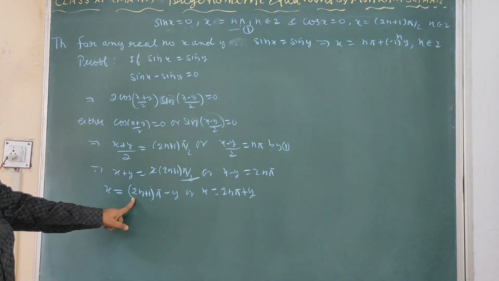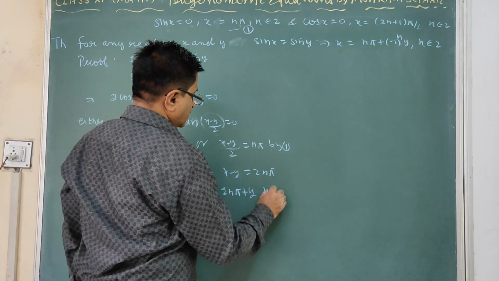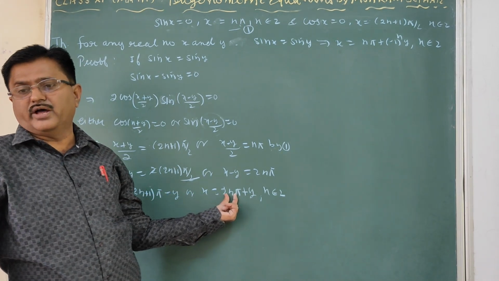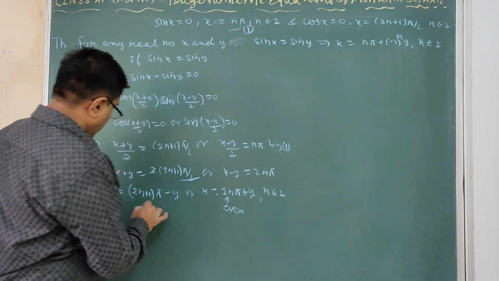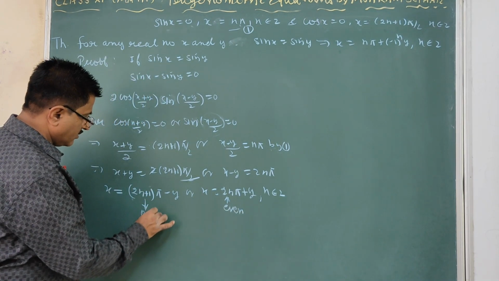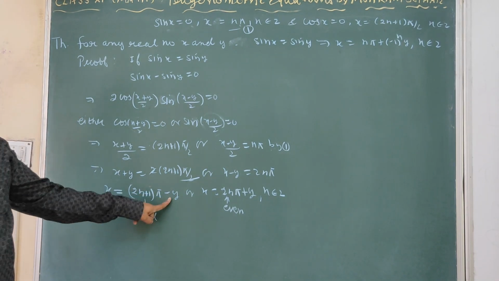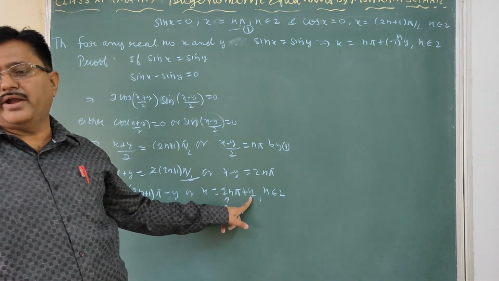Now here we see the result. That is 2n plus 1 into pi minus y, and second 2n pi plus y, and here we have n belongs to Z. So very important result. 2n is even, this term is even, and this term is odd. So when the multiple of pi is odd, we have the separate one here. When the multiple of pi is even, then we have to add.